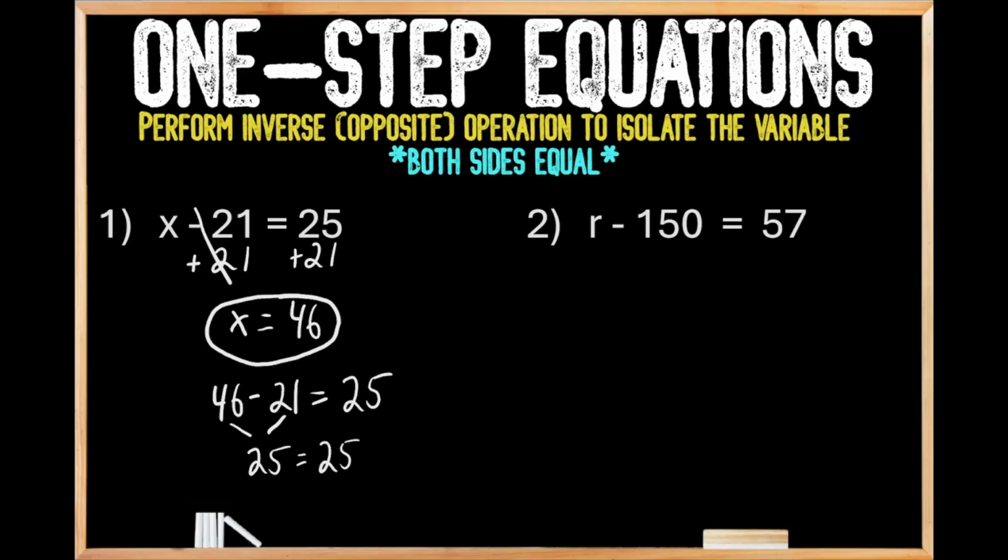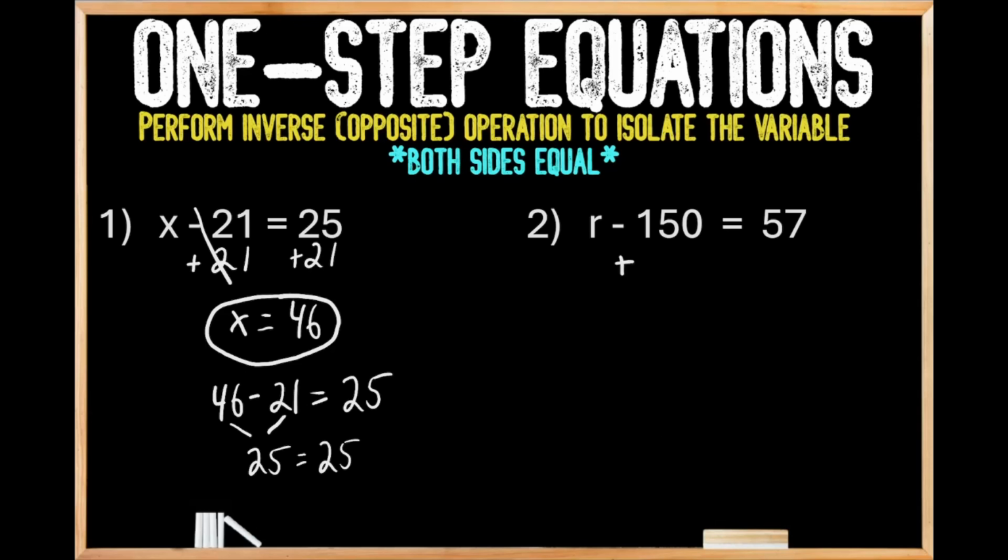Now moving on to question number 2, where this time we're being asked to solve for the value of r in the problem r minus 150 is equal to 57. So the first thing we need to do is we need to isolate our variable of r by performing the opposite operation of whatever's being done to it. And here we're subtracting 150 from r, and the opposite of subtraction is addition.